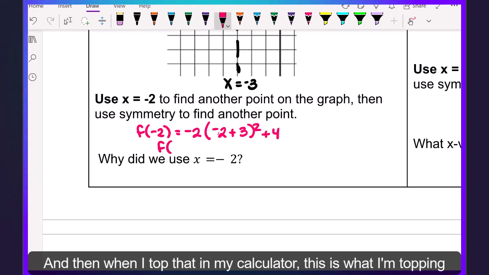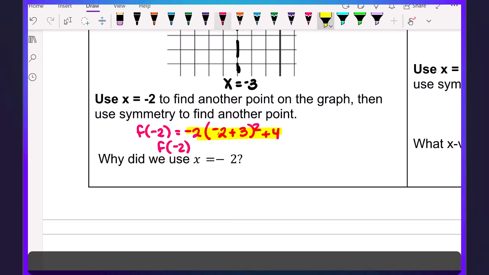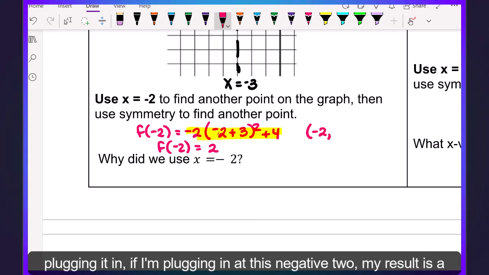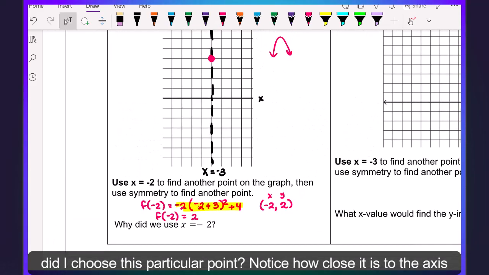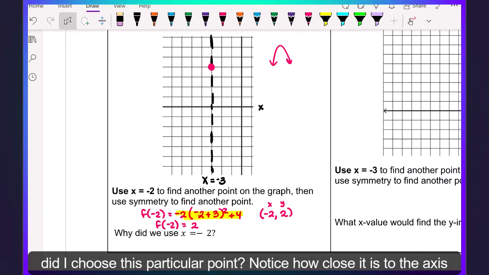And then when I type that in my calculator, so this is what I'm typing in, I wound up with +2. So if I'm plugging in x as -2, my result is a +2. That gives me another point on my graph. Now, why did I choose this particular point?